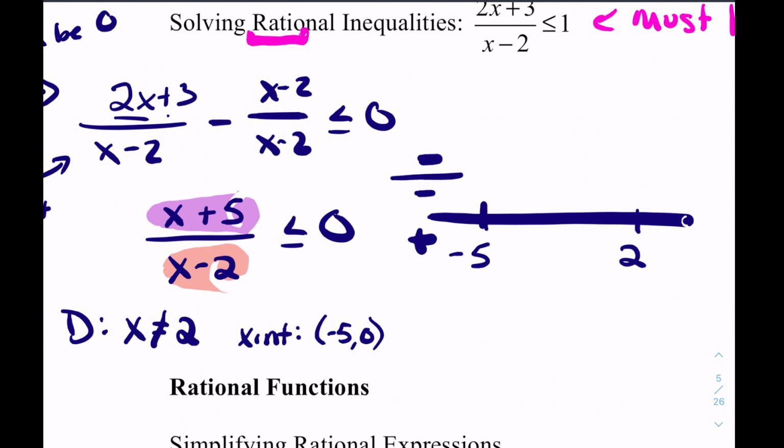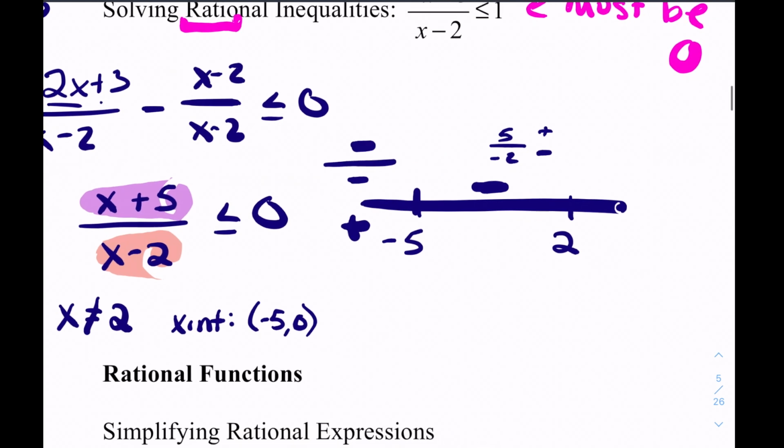I check a number between these two, so let's try 0. I would have 5 over negative 2, or positive divided by a negative, which is negative. And then I have a number to the right of 2, so let's say 3. I'd have a positive divided by a positive. So I have a positive term there.